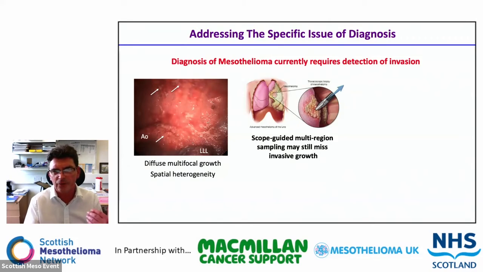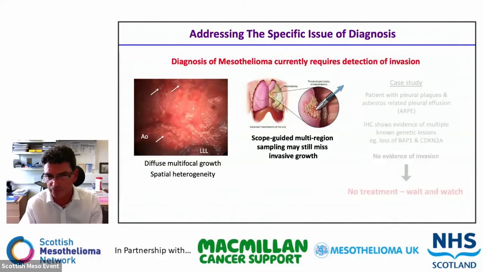And so even using scope-guided multi-region sampling and taking multiple biopsies from multiple regions, there's no guarantee that the clinicians are actually going to recover an area that shows invasion. So they're left with a suspected case of mesothelioma, but they're not able to give a definitive diagnosis.